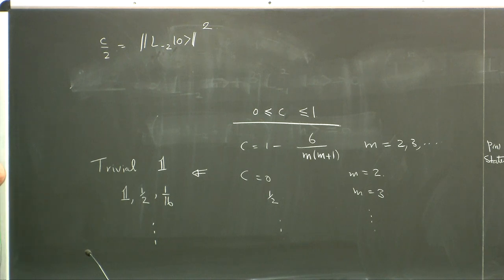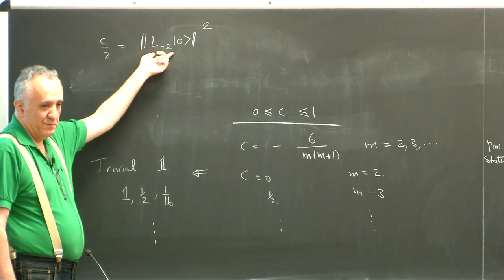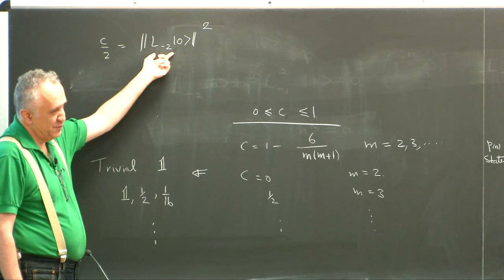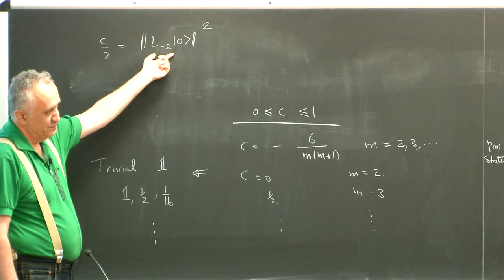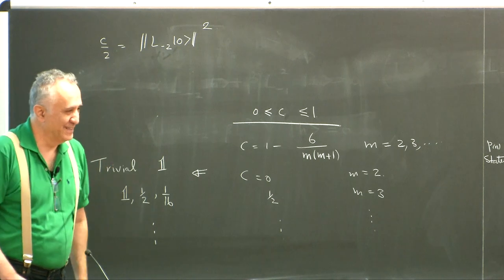Sometimes C is negative. Then we have a non-unitary theory. If you have a negative C, this means that the norm of this state is negative, and having a Hilbert space with negative normed states means that you have a non-unitary theory. But that doesn't mean that it's not physical.